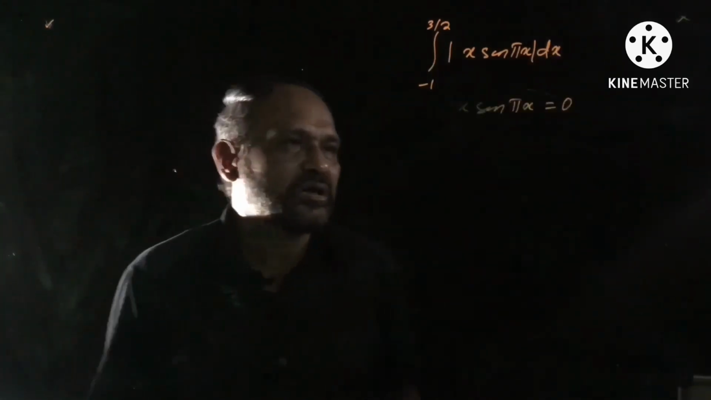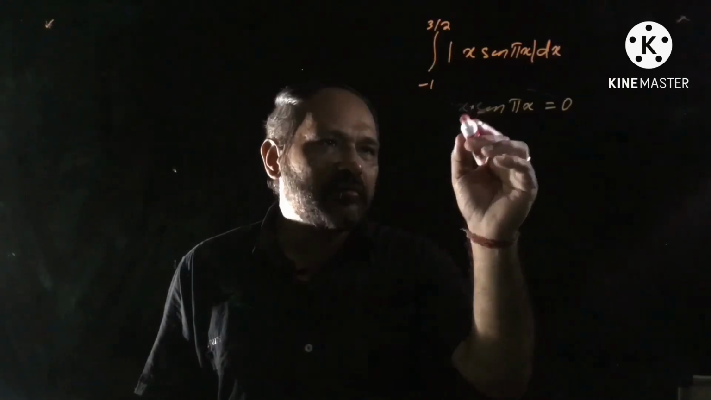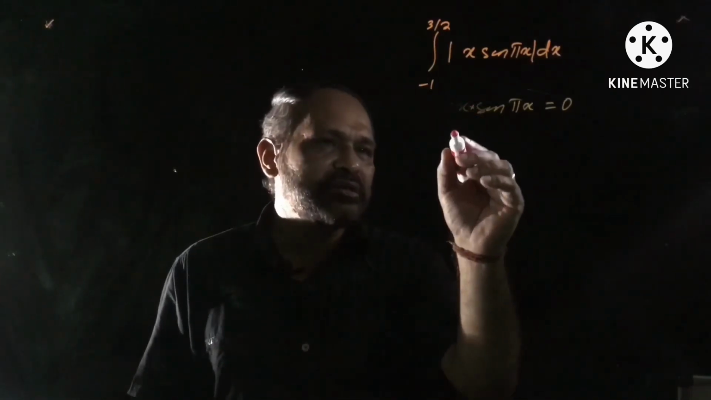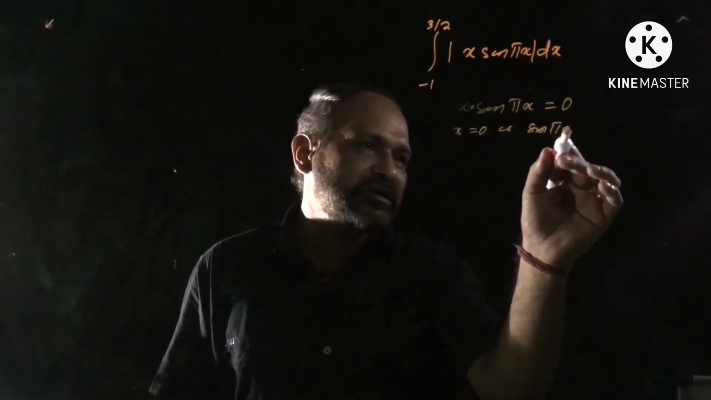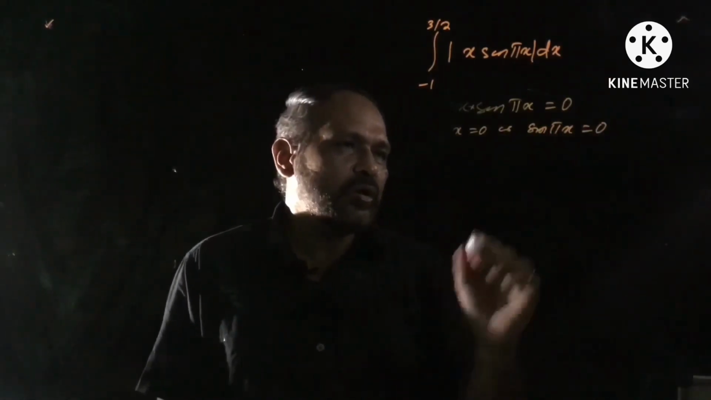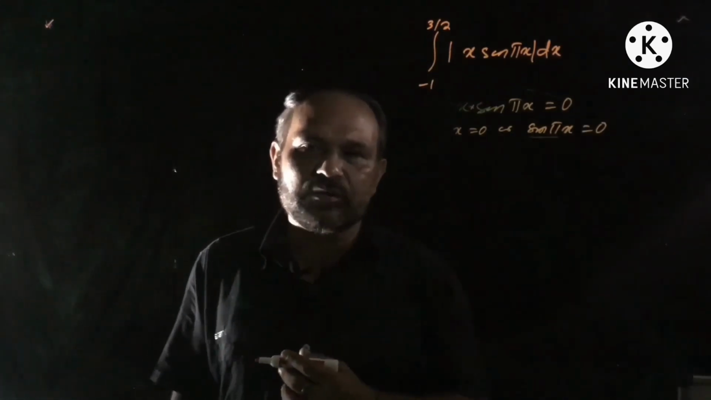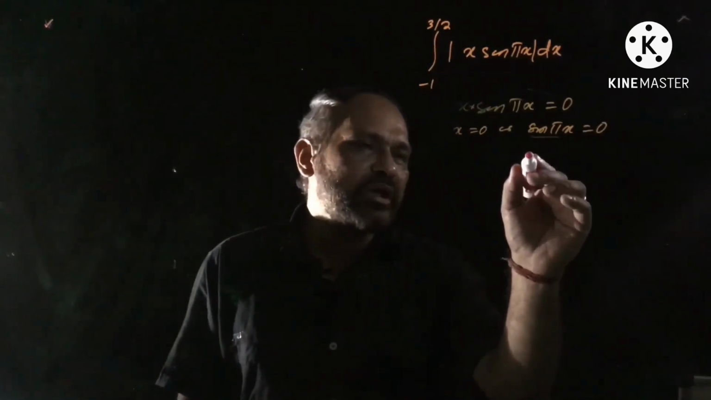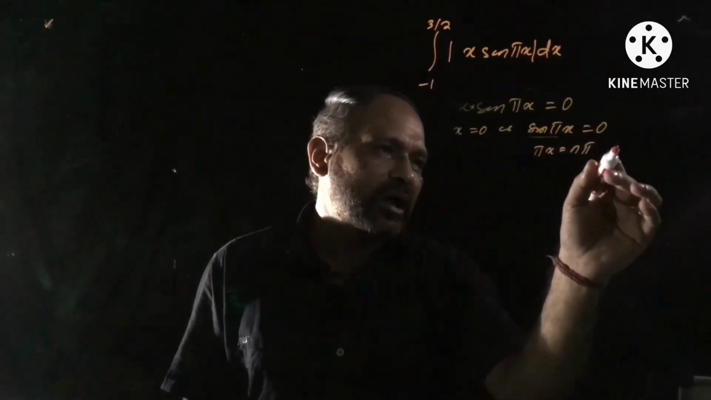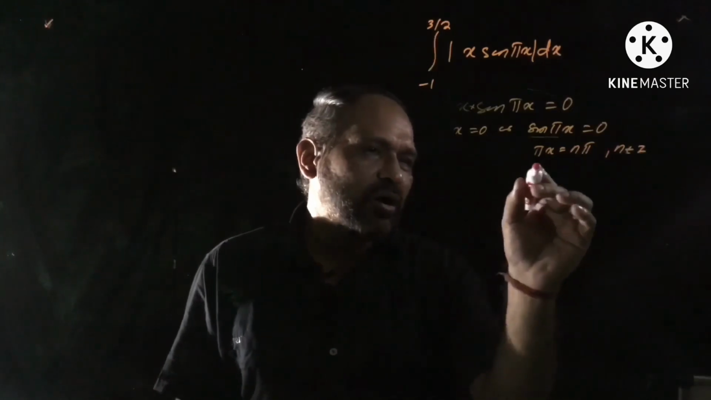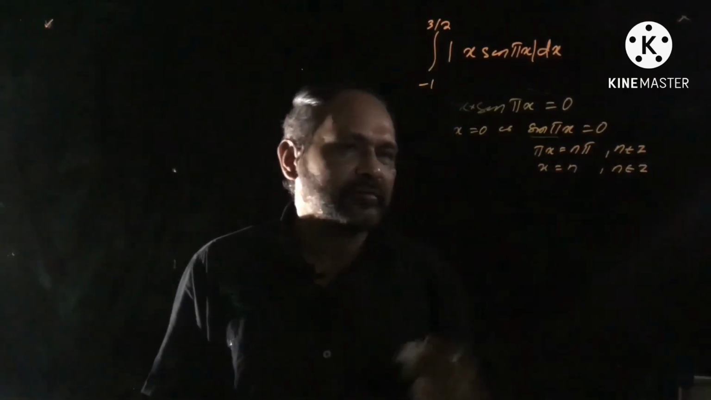We have to consider x sin pi x is equal to 0. We know that if the multiplication of two numbers is 0, this implies x is equal to 0 or sin pi x is equal to 0. When sin pi x is 0, we know that sin x is 0 at n pi. So we can write pi x is equal to n pi where n belongs to Z, or x is equal to n where n is an integer.